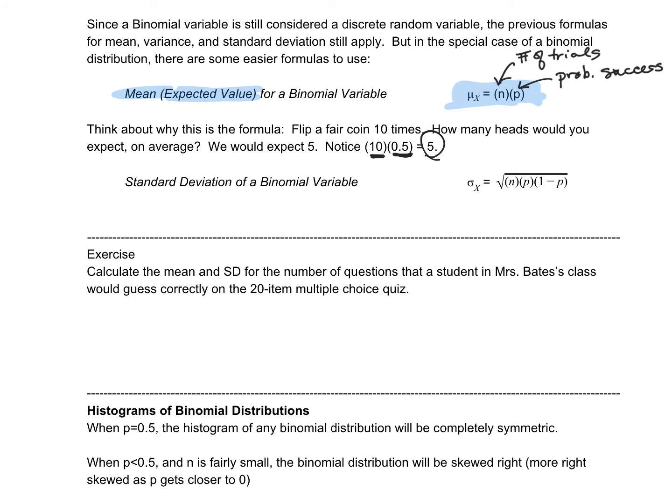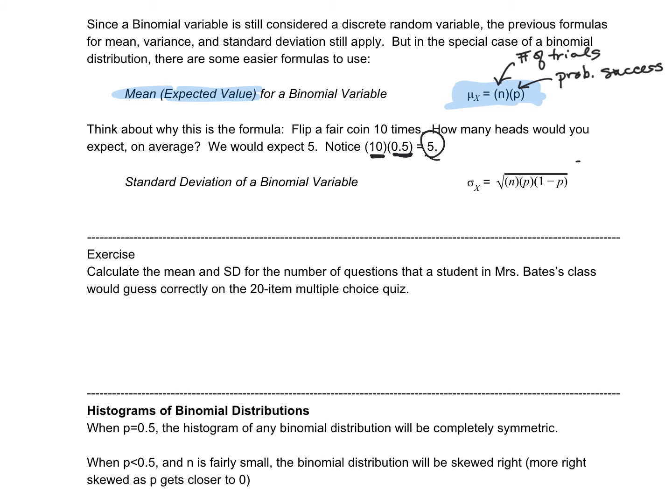If your probability isn't 50-50, say it's 60-40. If you were to flip a coin 10 times and your probability of getting heads is 60%, you'd expect to get 6. 10 times 0.6 is 6. So you see it works out beautifully. All right, so that formula works. This is an important one.